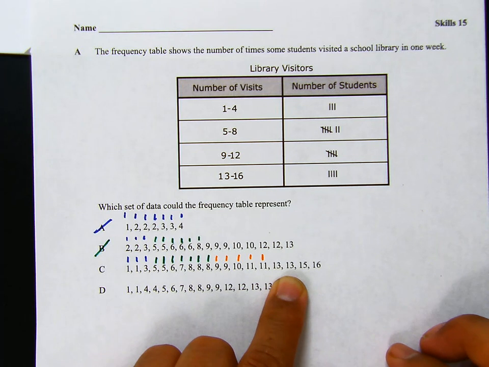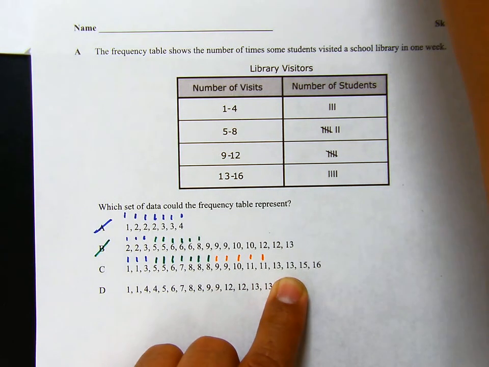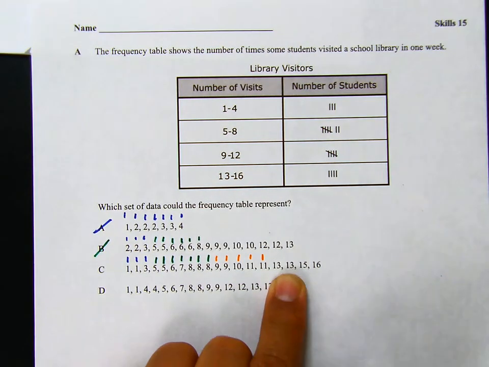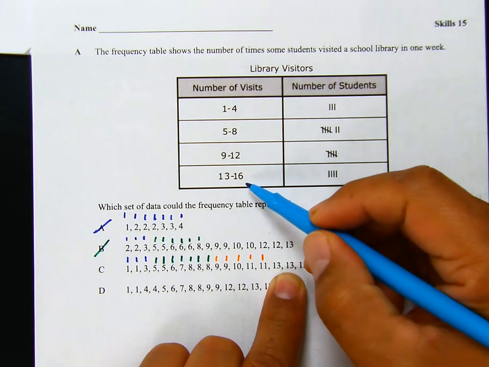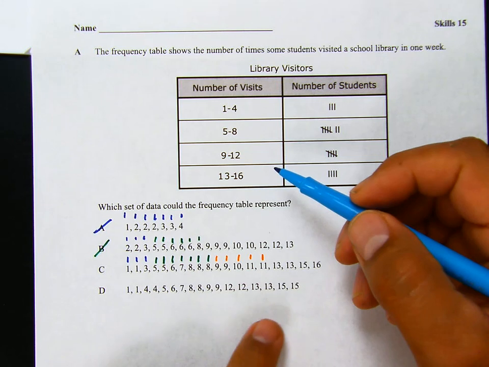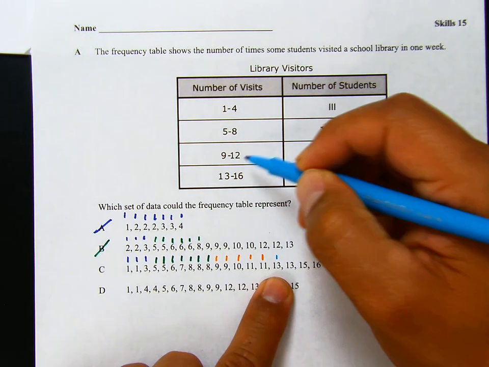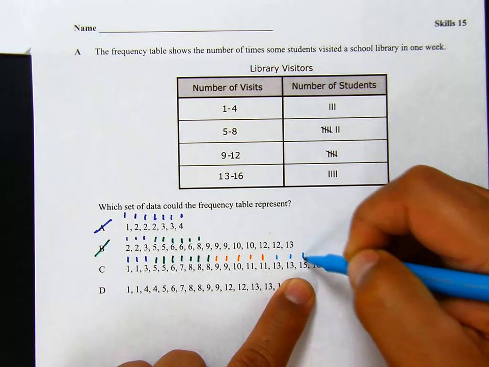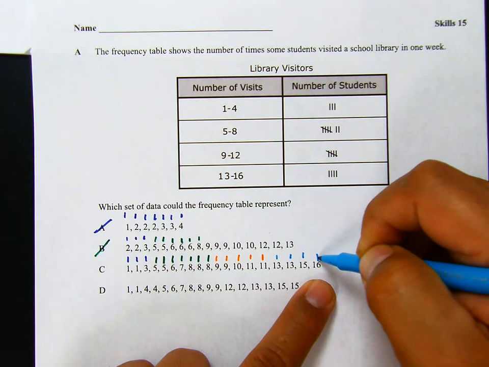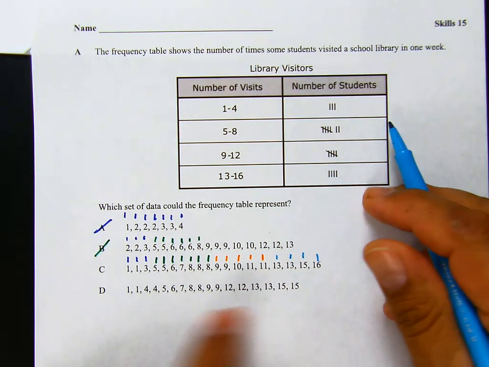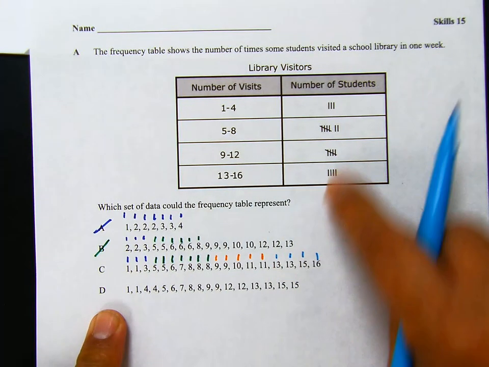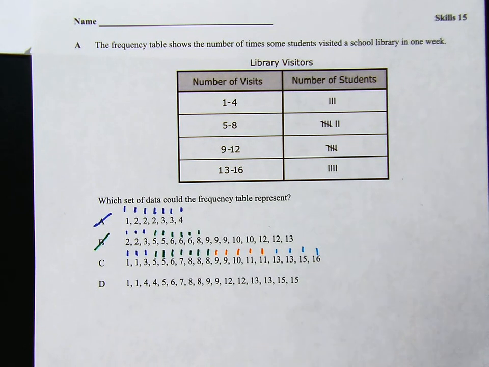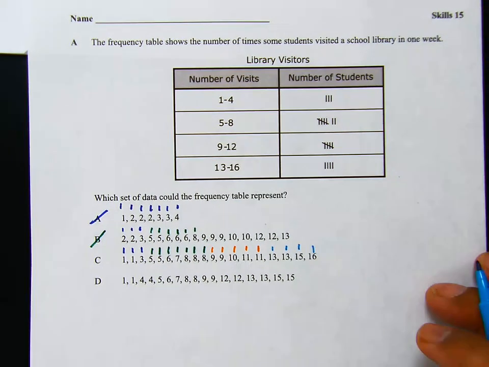Let's go to our next data. Our next data should represent 4 students visit the library between 13 and 16 times. So 13, that's 1, 2, 15 is between those two, and 16. So you have 1, 2, 3, 4. That gives me 4. So this data is represented in our frequency table. So this one could be it.